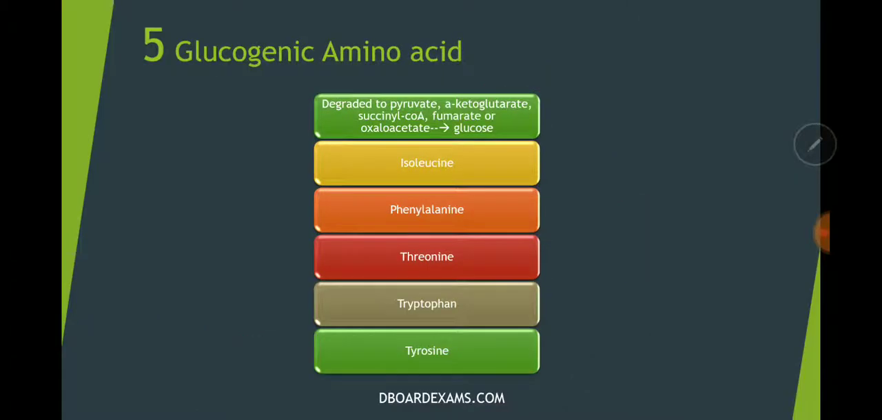Then you have five glucogenic amino acids. What does glucogenic mean? Out of 20 amino acids, 5 are glucogenic amino acids. The glucogenic amino acids are amino acids which are degraded, or broken down, to form pyruvate. They are also broken down to form alpha ketoglutarate, succinyl-CoA, fumarate, or oxaloacetate. And they are glucogenic because these amino acids are used to form glucose.